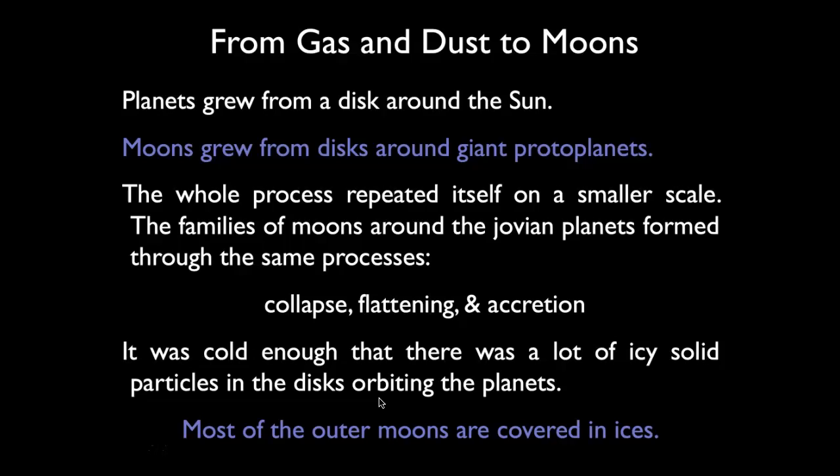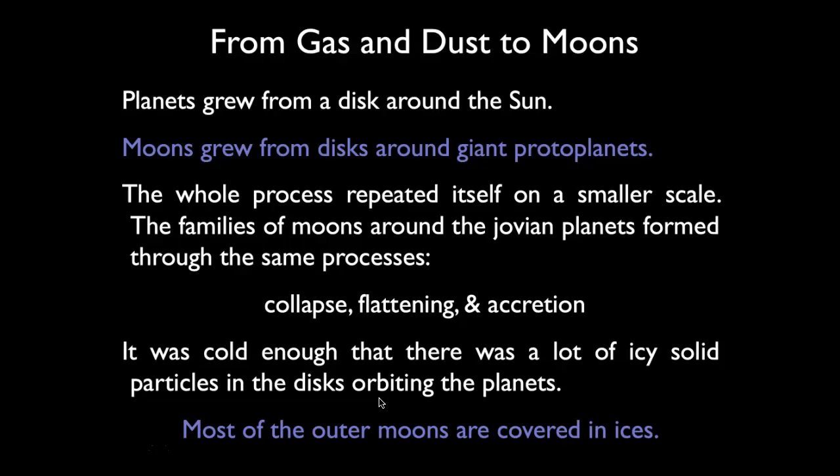And also, that's why you find a lot of ice on the Jovian moons, because they formed out past the frost line where ice could freeze. And so you don't find very much ice on our moon. It's too hot here. But out there past the frost line, on the moons of the Jovian planets, you find a lot of ice frozen on those moons.